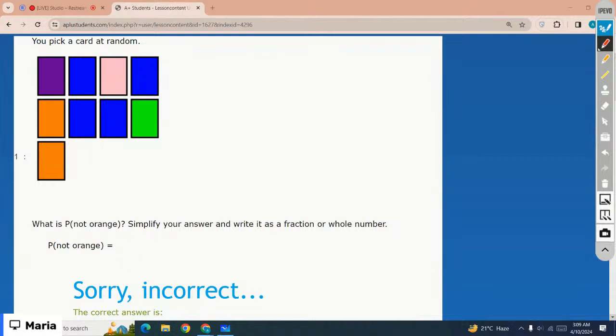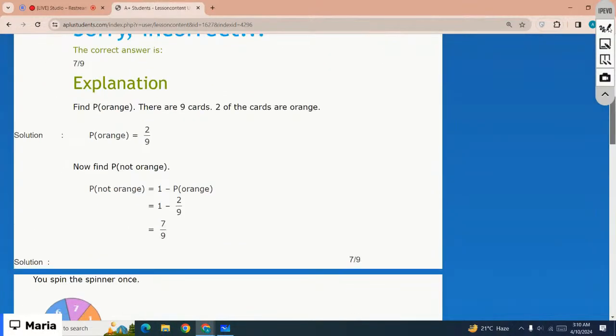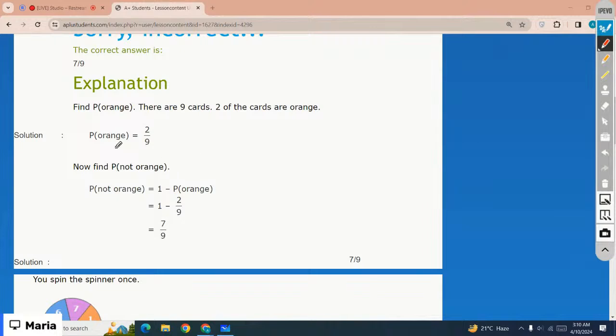But you can do it the other way. Calculate the probability of orange and subtract it from 1. Like here, the probability of orange is 2 by 9. The probability of not orange is 1 minus the probability of orange. In both cases, the answer is 7 over 9, right?